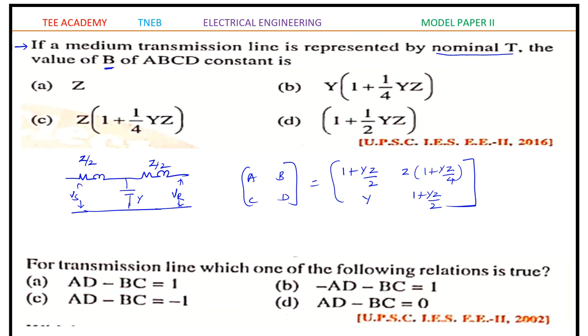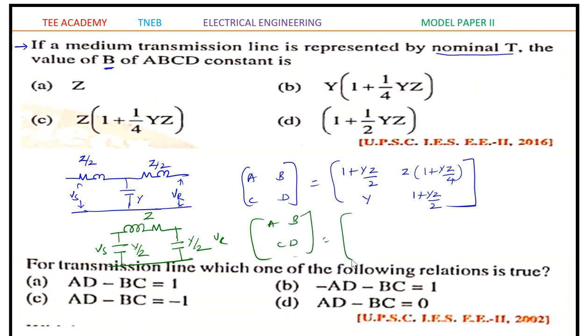Suppose we take the pi model. In a pi model, the entire impedance is Z, and the capacitance is split into two parts, or I can say the admittance is divided into two parts at both the receiving end and the sending end, with Vs and Vr. If you write the formula for ABCD here, the A and D values will be the same, 1 plus YZ by 2. B is nothing but the impedance parameter, so the only element is Z, and the C value is Y into 1 plus YZ by 4. Remember, these formulas are very important from an examination point of view.